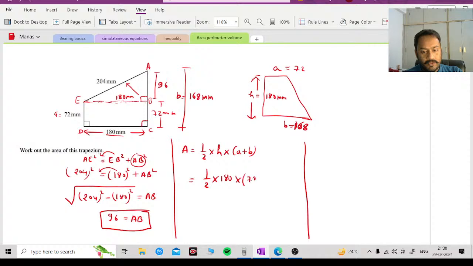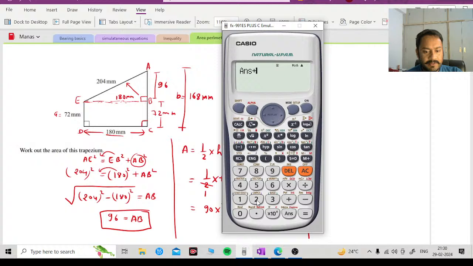So 72 plus 168. Now I can divide 180 by 2, so this will be 90. So this will give you 90 multiplied by 72 plus 168. You can do it here: 168 plus 72, that will be 240. So this will be 240. Now you can multiply them.